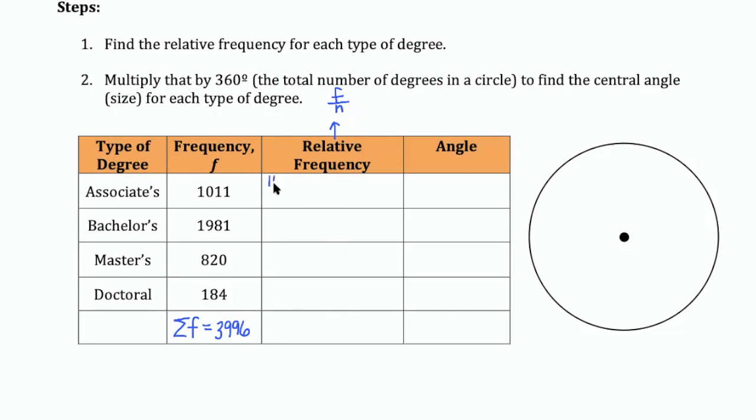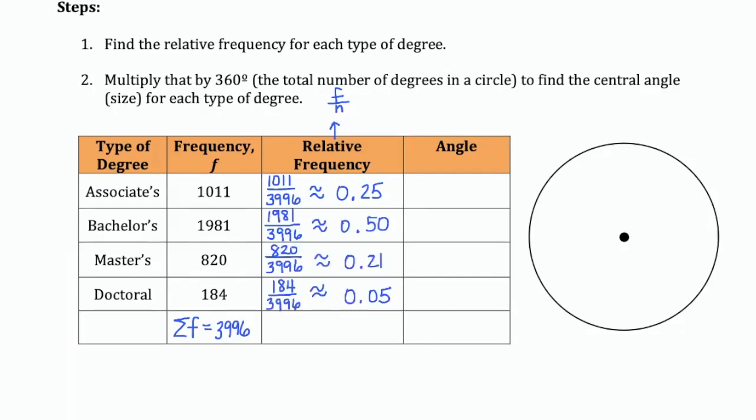So I'm going to take 1,011 divided by 3,996. It's going to be a messy sort of decimal, so I'm just going to round it off to 2 decimal places, and it turns out to be about 0.25. I'm going to continue doing the same thing all the way down the column. So you can see that I've finished calculating my relative frequencies. Remember that these are the decimal version of a percentage. I could take 0.25, multiply it by 100, and find out that this represents 25% of the data.